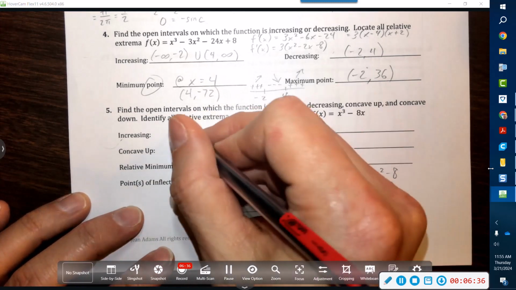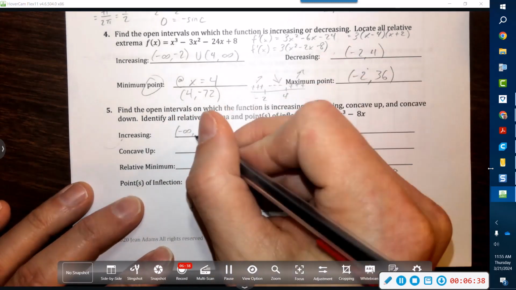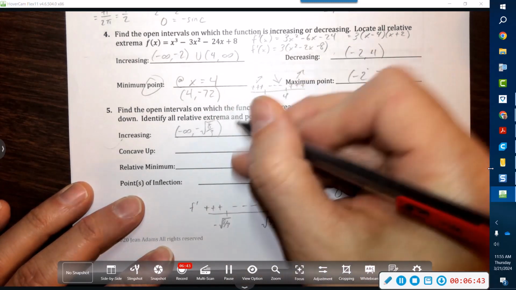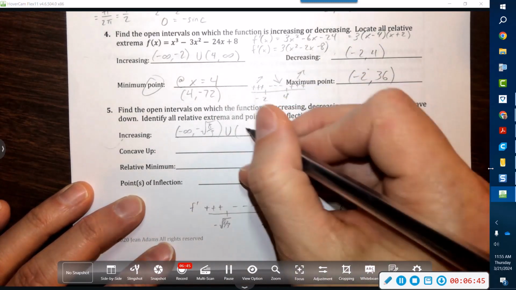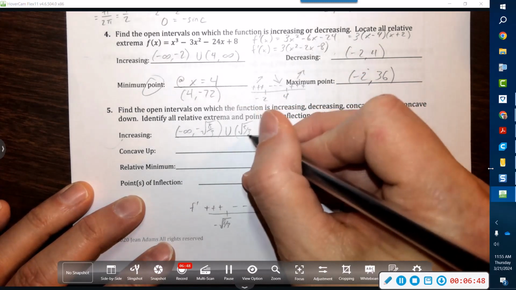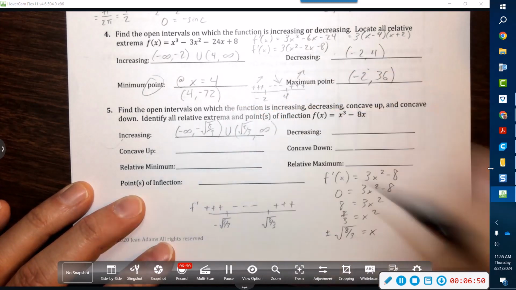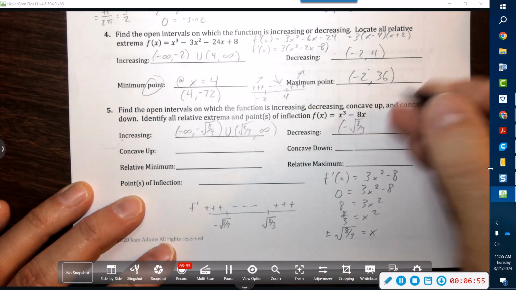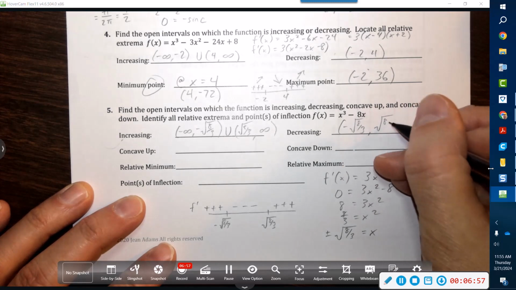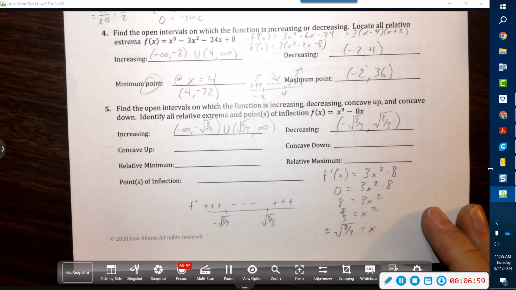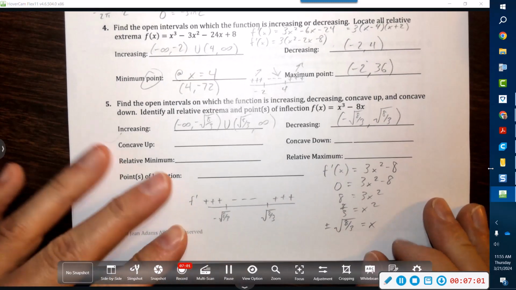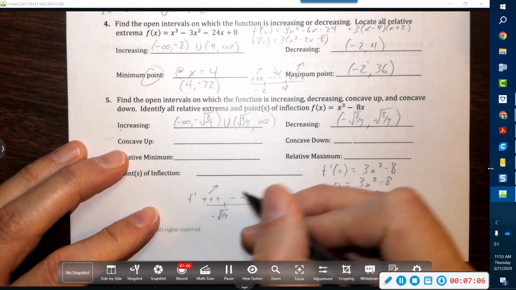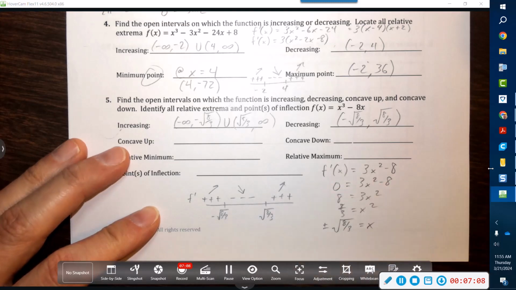So we can say that increasing goes from negative infinity to negative radical 8 over 3. Then he takes up the mantle again for increasing on the other side of radical 8 divided by 3 and goes all the way to positive infinity. It is decreasing in between these guys. It's weird to write this number so much, but he's just an irrational number. No harm in that. What we can say is that this guy increases, then he decreases, and then he increases again.